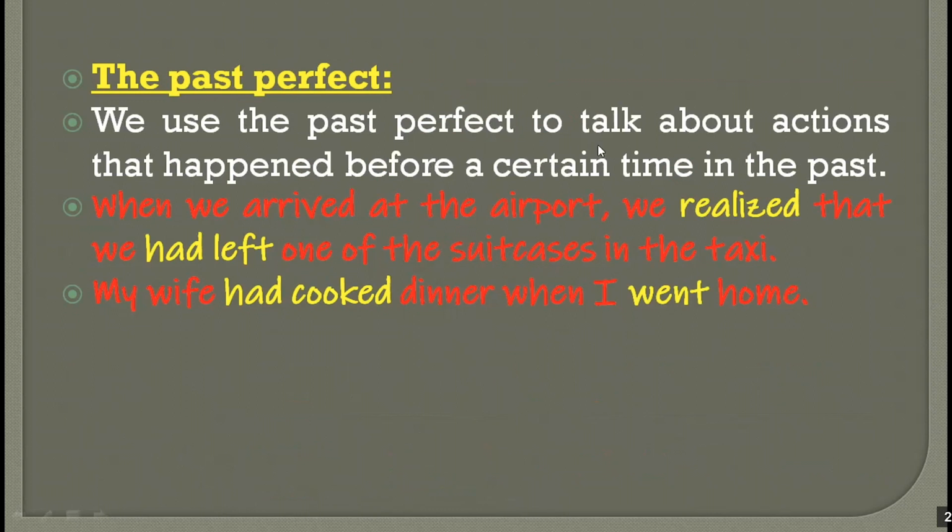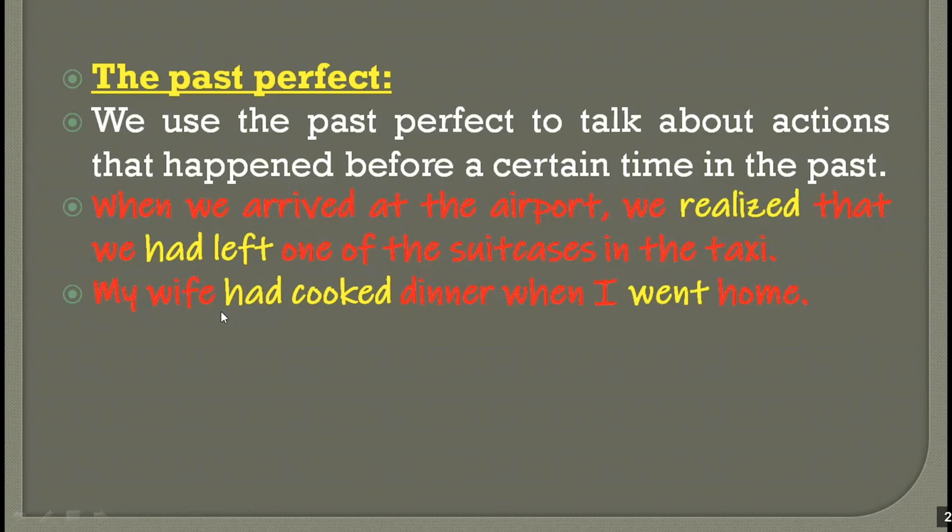We use the past perfect to talk about actions that happened before a certain time in the past. Like this example: When we arrived at the airport, we realized that we had left one of the suitcases in the taxi. So we realized that in the past, we had left one of the suitcases in the taxi. So the action that happened first in the past is going to take the past perfect. And then the second action is going to take the past simple.